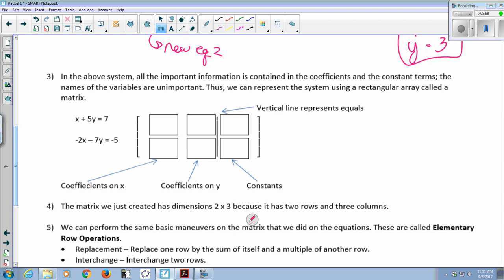In the first column, I'm going to put coefficients on x. So my first equation has a 1, second equation, negative 2. Second column is going to be my coefficients on y, 5 and negative 7. And my third column, after a vertical line that represents the equal sign, is the constants, 7 and negative 5.